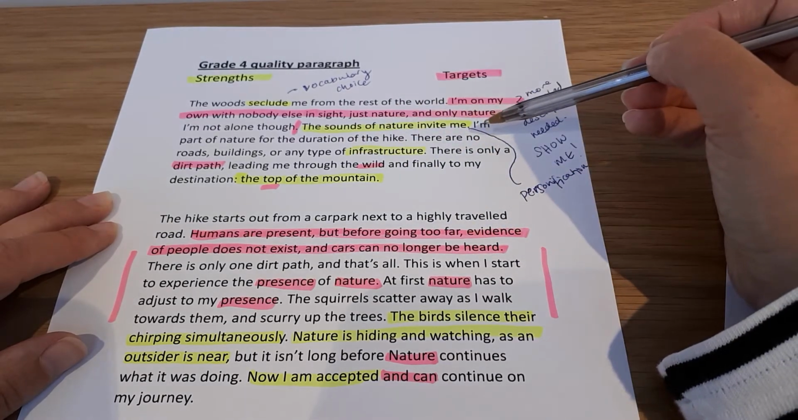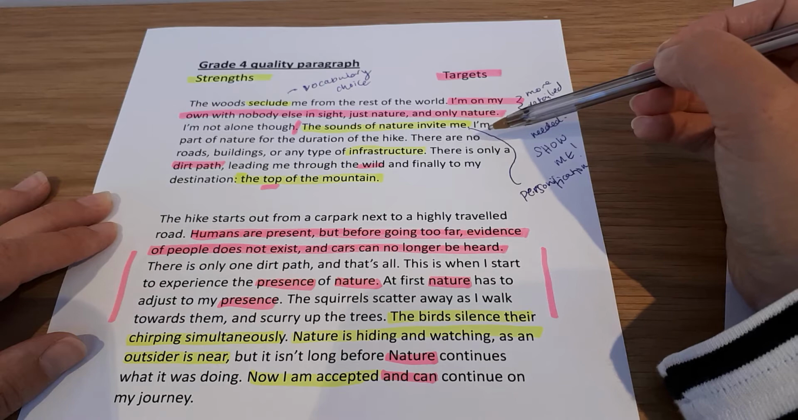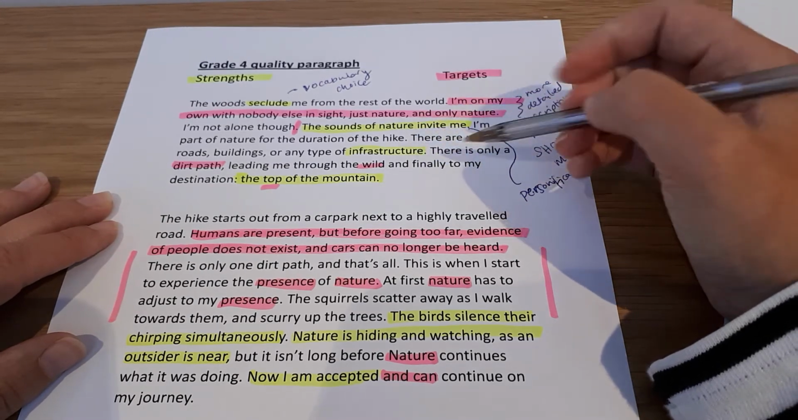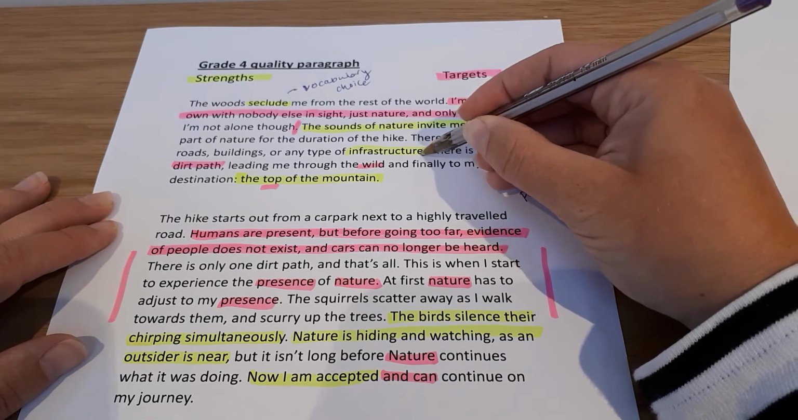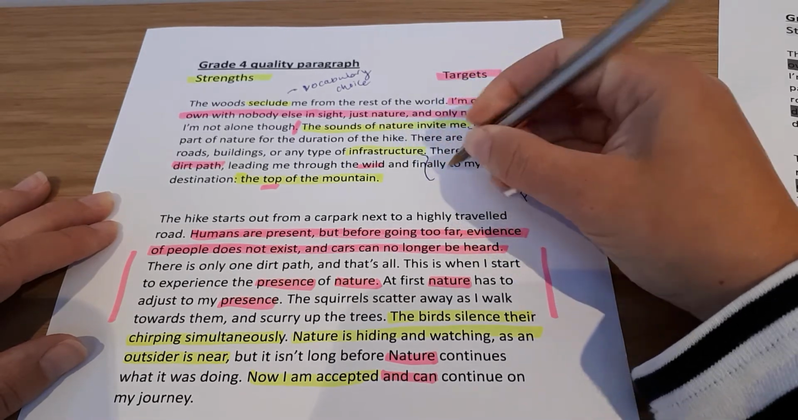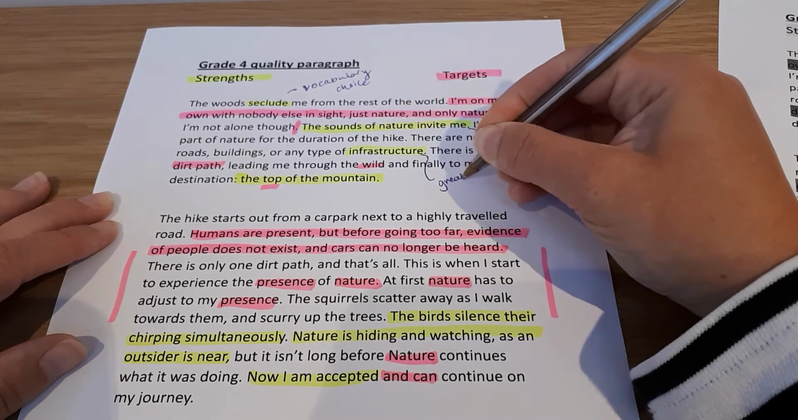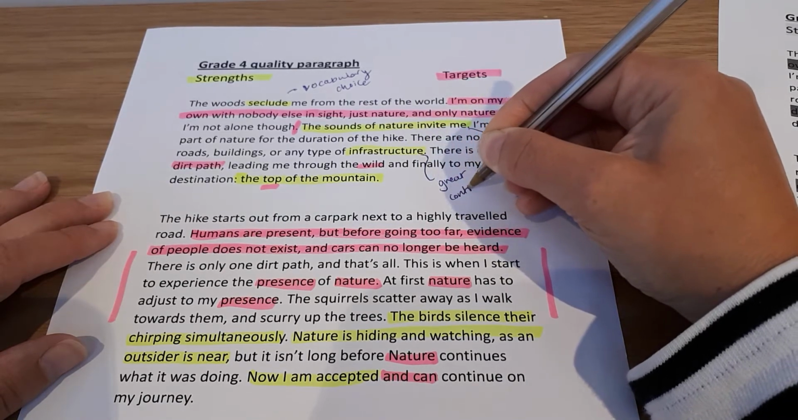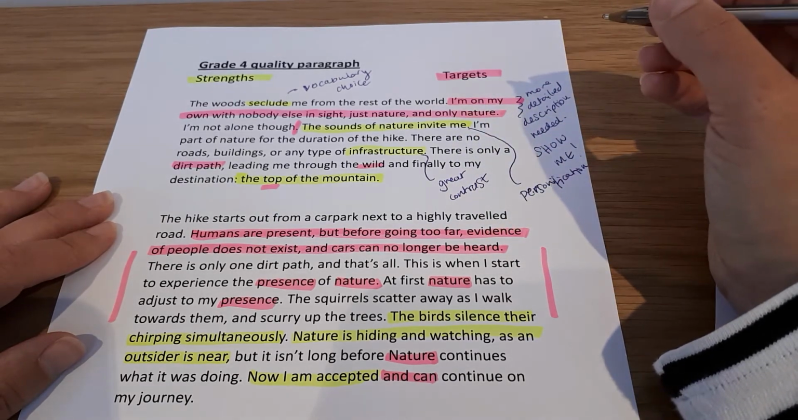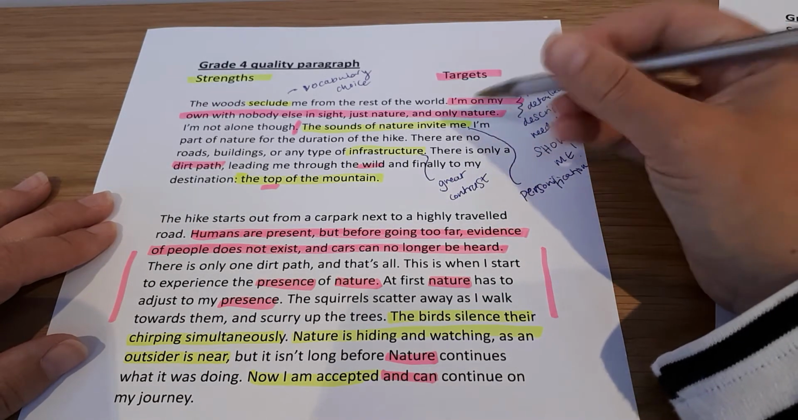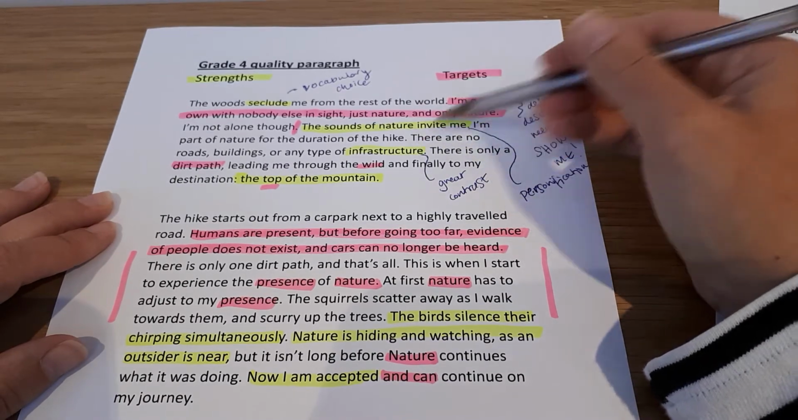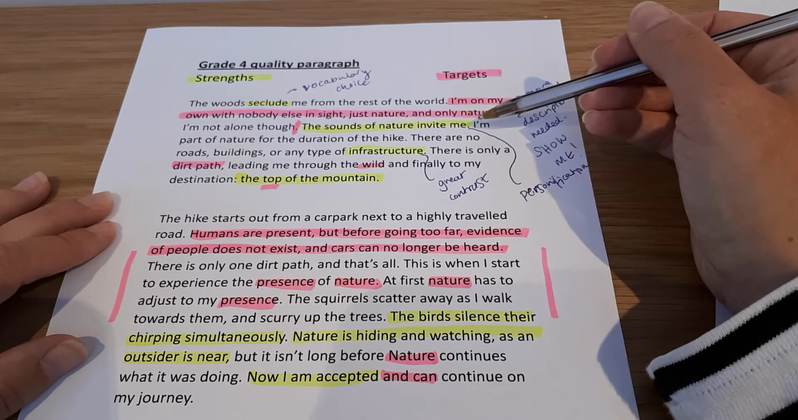I'm part of the nature of the duration of the hike. There are no roads, buildings, or any type of infrastructure. Again, this is really nice use of industrial language. So we've got this sense of instantly with that word infrastructure. This kind of builds in a great contrast, doesn't it? The idea of industry, of metals, of man-made structures compared to nature. And this is really nice and would be even better if there was a lovely contrast earlier on here.